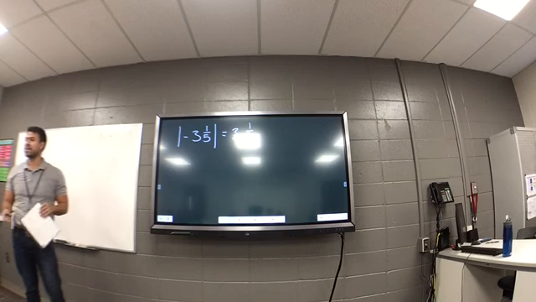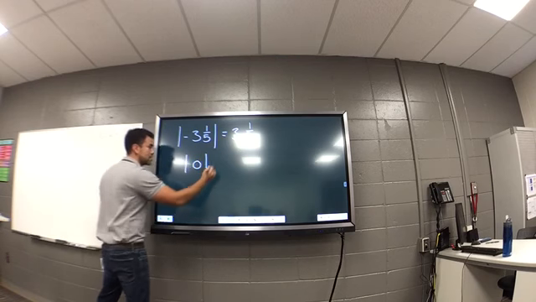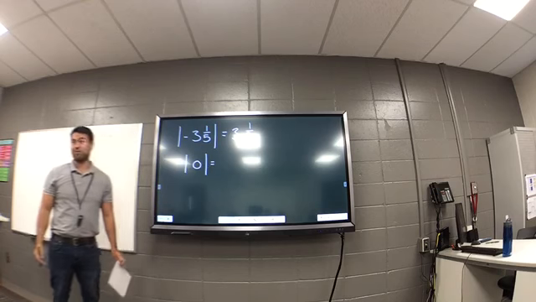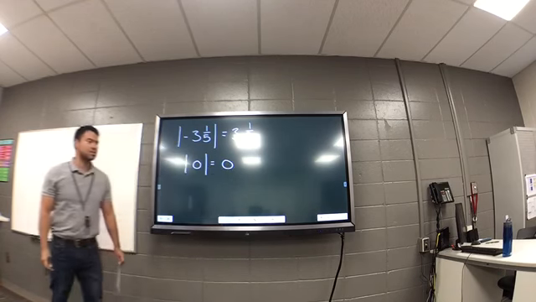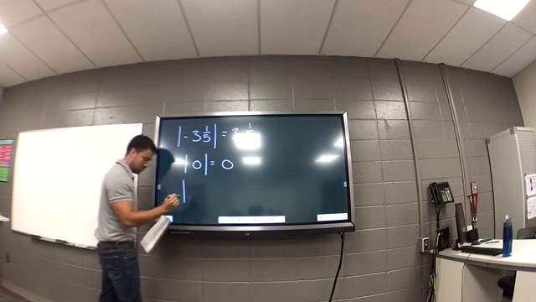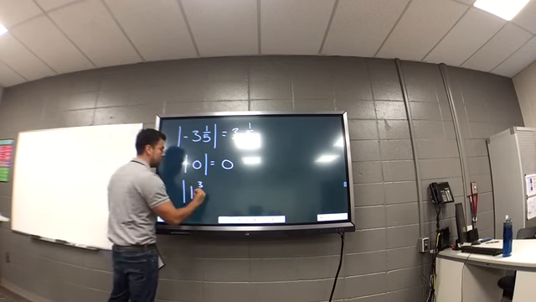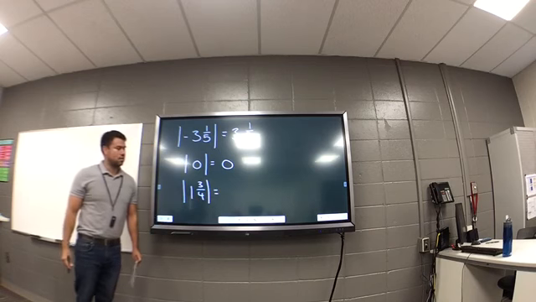Let's go with another one, kind of a strange one. Jack, what's the absolute value of 0? I'm asking, how far is 0 from 0? It's 0. There's no distance, so it's 0. Not too bad. And then, Olivia, what is the absolute value of 1 3/4? 1 3/4. Oh, okay.